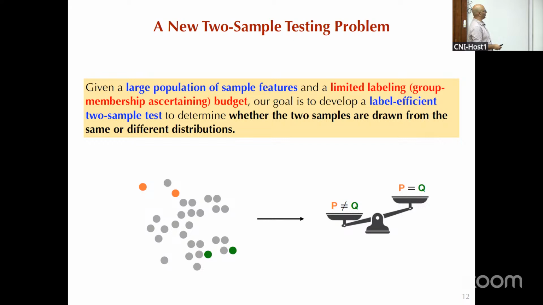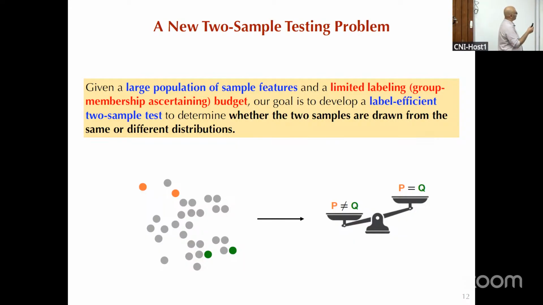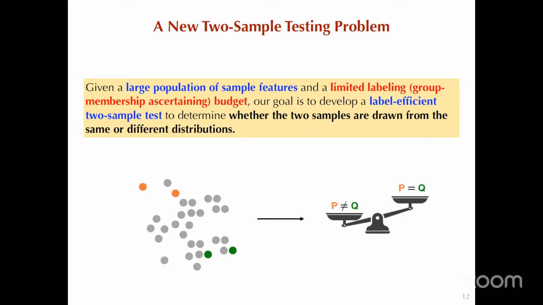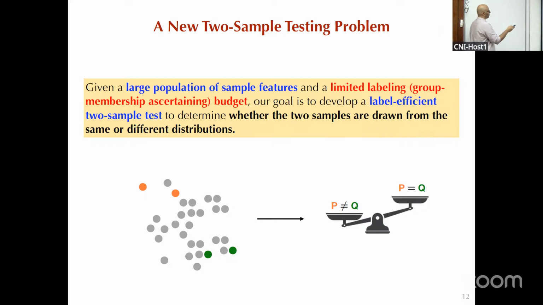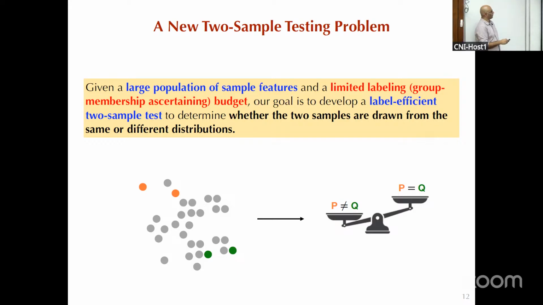We can talk mathematically in a second, but like we just discussed, there's a large population of sample features and a very limited labeling, or to be a little more pedantic, a group membership associating budget, right? So you want to ascertain which group these people belong to, and your goal is to develop this sort of label-efficient two-sample test. And the goal, of course, always is to test whether these two samples are drawn from the same distribution or not.